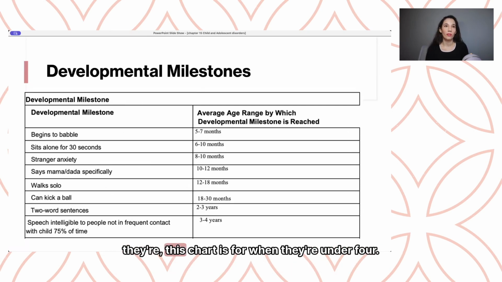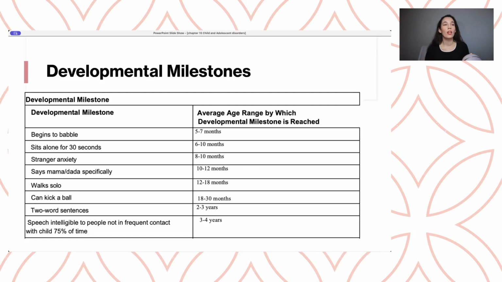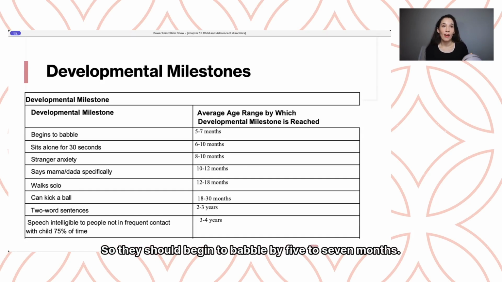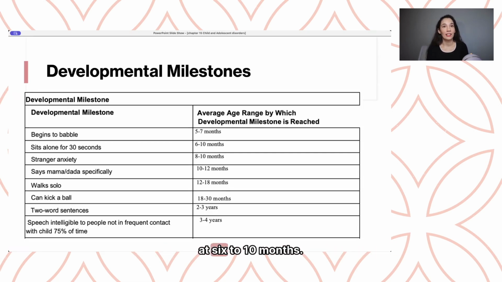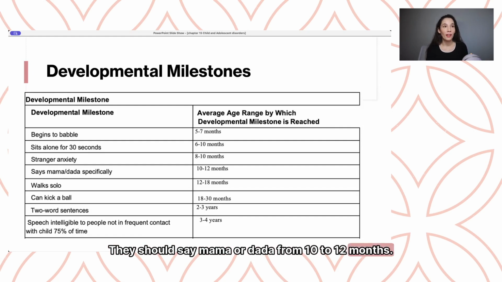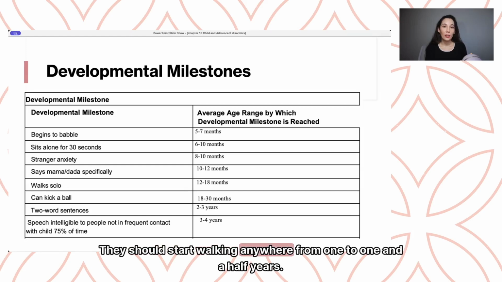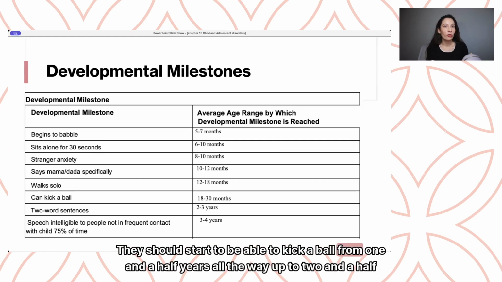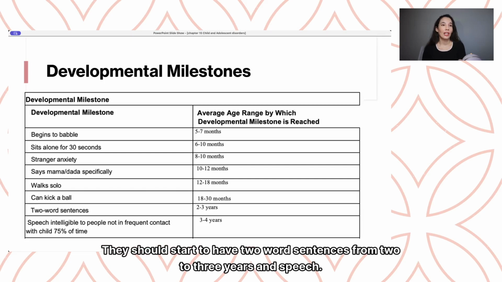for when they're under 4. So they should begin to babble by 5 to 7 months. They should be able to sit alone for 30 seconds at 6 to 10 months. They should start to have stranger anxiety at 8 to 10 months. They should say mama or dada from 10 to 12 months. They should start walking anywhere from 1 to 1.5 years. They should be able to kick a ball from 1.5 years up to 2.5 years. They should start to have 2-word sentences from 2 to 3 years.